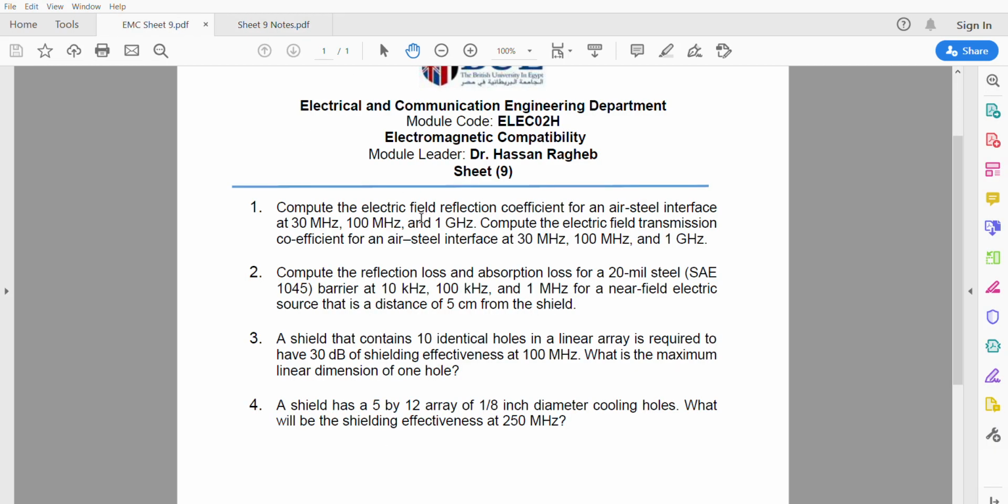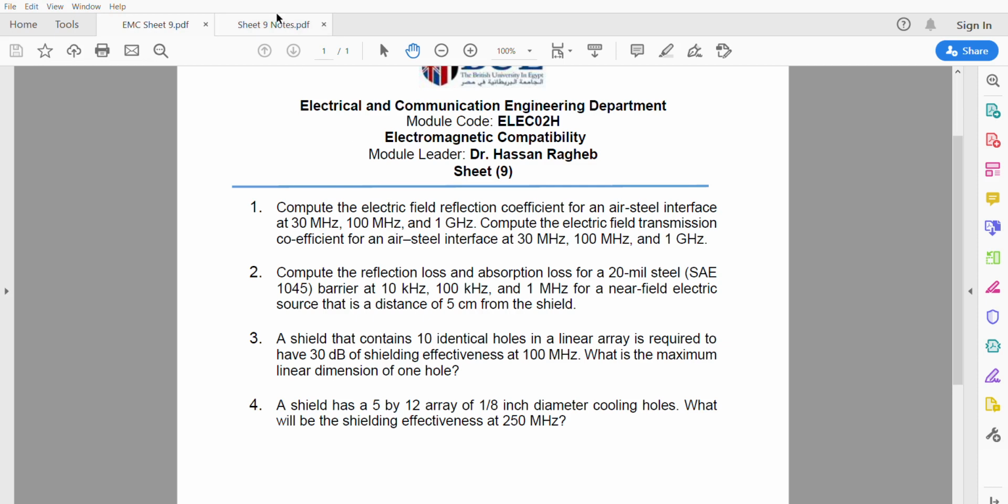Let's check the second problem. Compute the reflection loss and absorption loss for a 20 mm steel barrier at 10 kHz, 100 kHz, and 1 MHz for a near field electric source that is a distance of 5 cm from the shield. So basically we need to get the value of reflection loss and absorption loss for a steel of thickness 20 mm at different frequencies, which is 10 kHz, 100 kHz, 1 MHz, and it is placed at a distance of 5 cm from the shield.